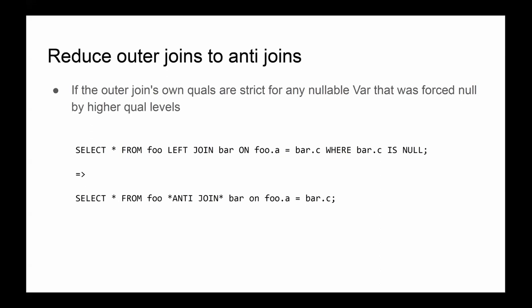And we can conclude that what the query is really specifying is an anti-join. So that is to say, if the outer join's own clauses are strict for any nullable var that was forced null by higher clause levels, then we can reduce the outer join to an anti-join.